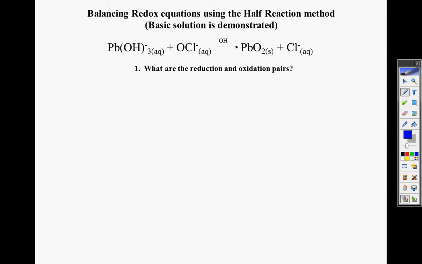So now we have lead hydroxide, lead 3 hydroxide. We have a little oxygen chloride, little lead 4 oxide, and chloride. All right, so let's try to figure out real quick what the reduction and oxidation pairs are. See if you can do that. That would be a good start.